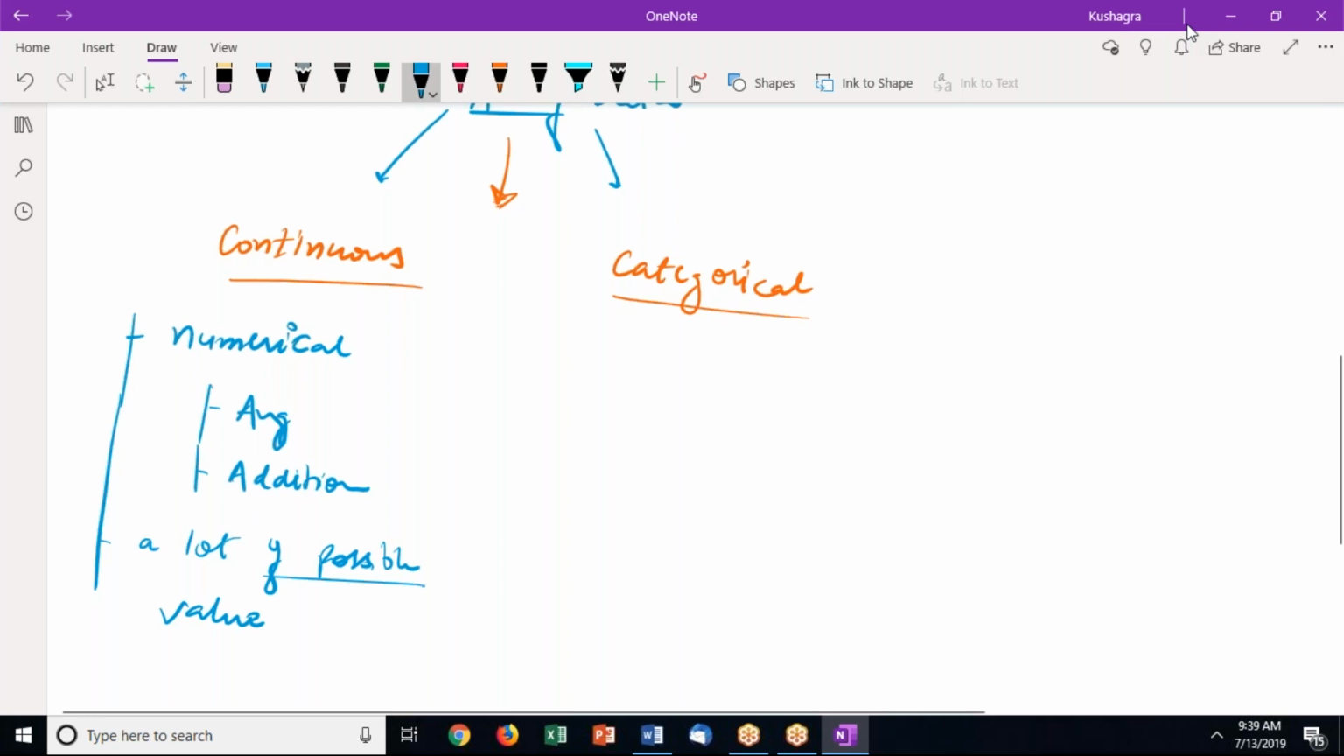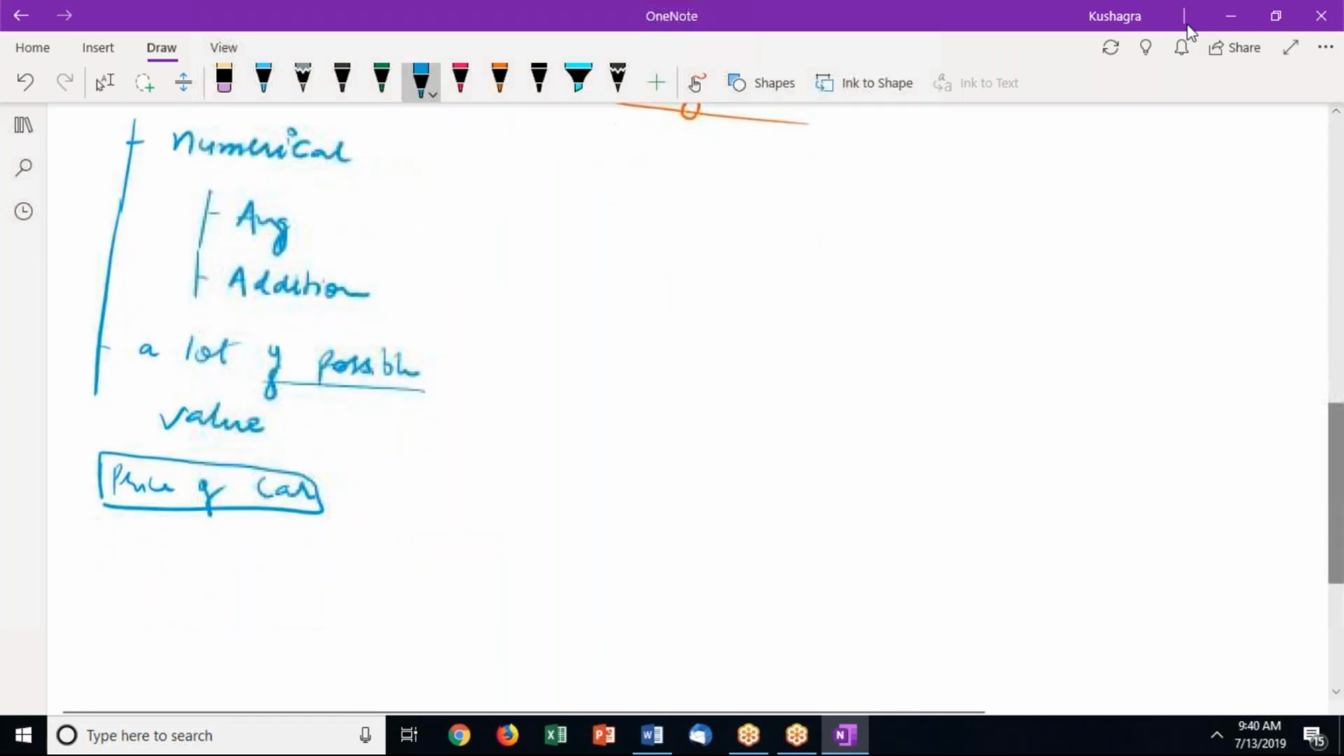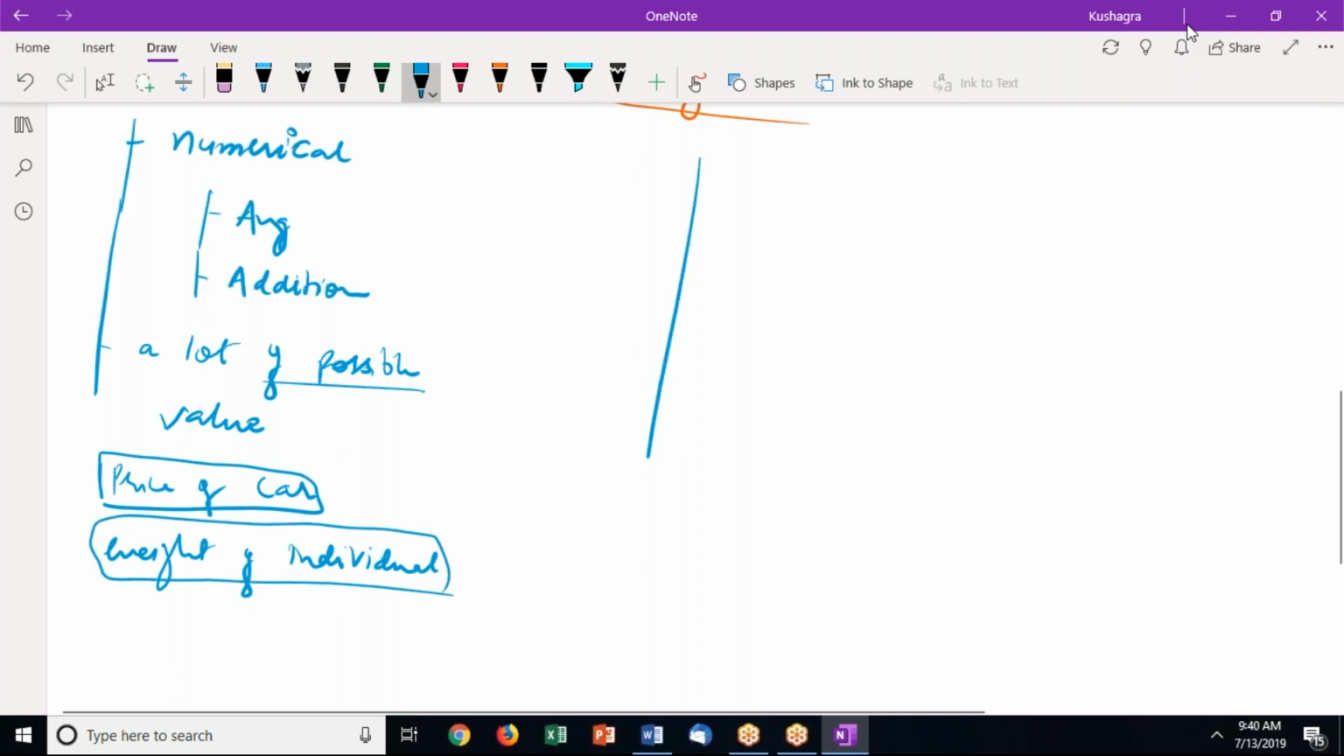So that's what continuous data is, and you know a lot of different examples, right? The price of a car would be a continuous value. Similarly, height of an individual would be a continuous variable, right? So all of these are continuous variables, and then we have categorical variables.